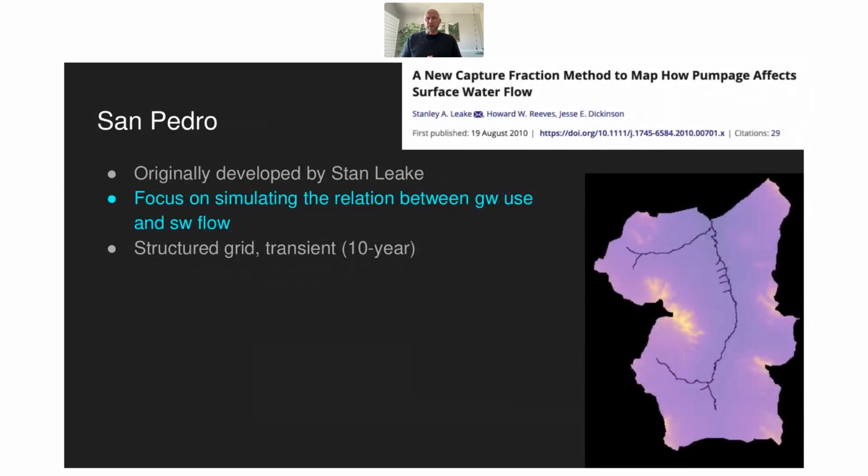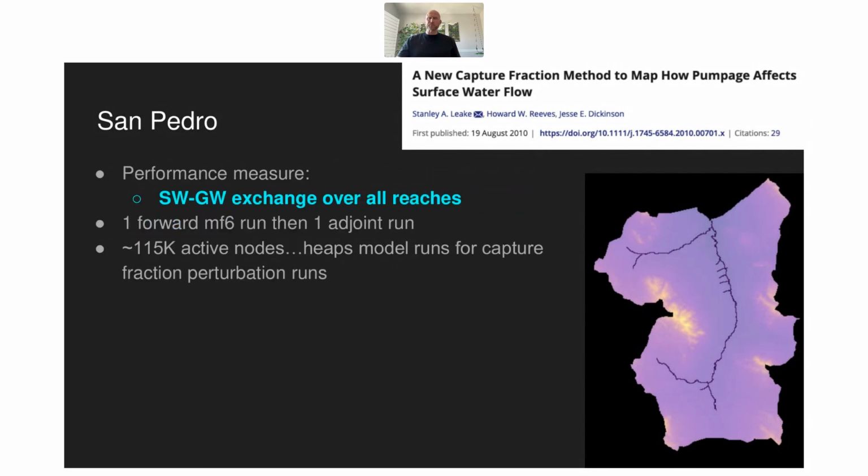The San Pedro model, this is where Stan Leek actually first demonstrated capture fraction mapping. Joe converted it to MODFLOW 6 for us. It's a structured transient 10-year simulation. The focus is on simulating the relation between groundwater use and surface water groundwater exchange with the SFR network. So our one performance measure is going to be the simulated exchange between the MODFLOW 6 GWF model and all the SFR reaches as one number.